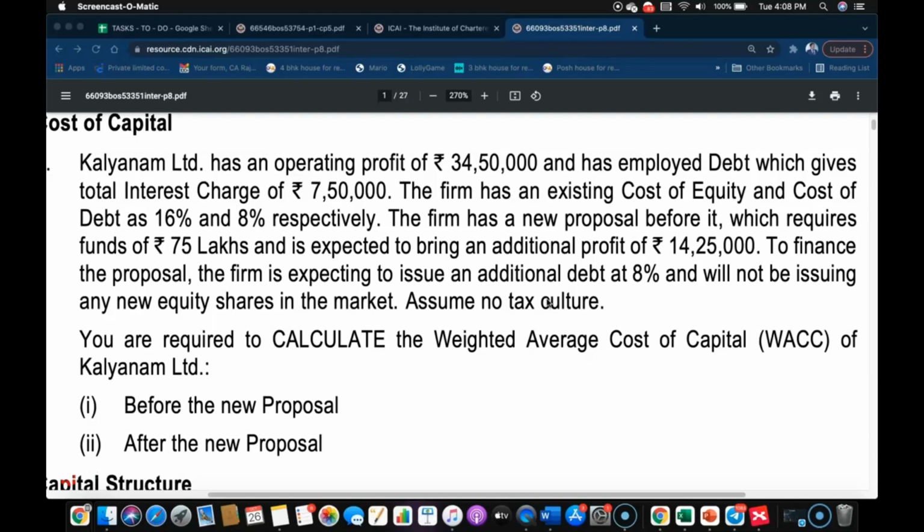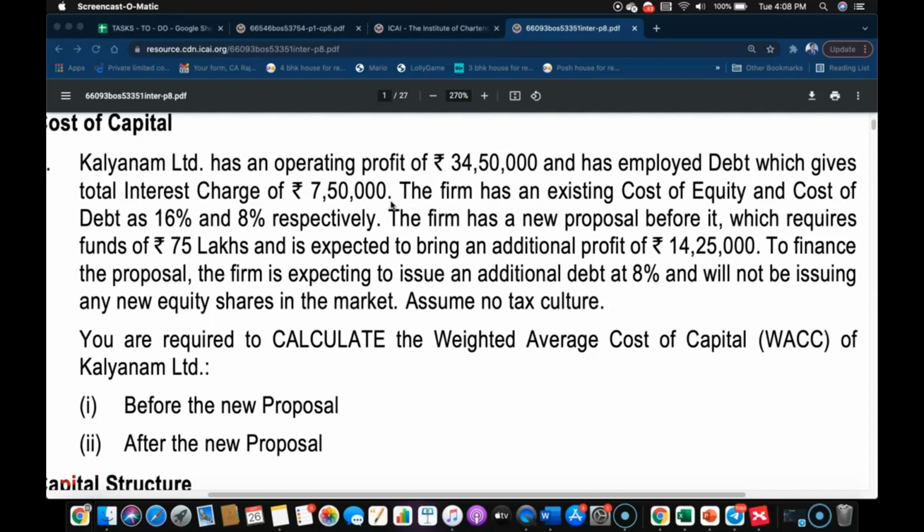This question is related to cost of capital. Kalyanam Limited has an operating profit of 34,50,000, that is 3.45 million, and has employed debt which gives a total interest charge of 750,000, that is 7,50,000.